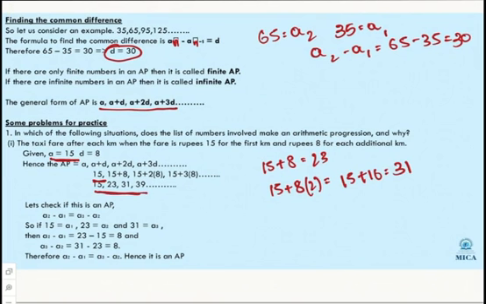How to get to know whether the given list of numbers is right or wrong, whether it is an AP or not? We put the formula A2 minus A1 is equal to A3 minus A2. So if A2 minus A1 is equal to 8 and A3 minus A2 is equal to 8, then we get to know that the given list of numbers is an AP.